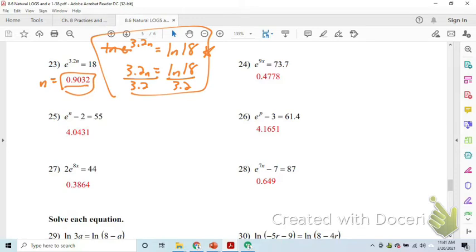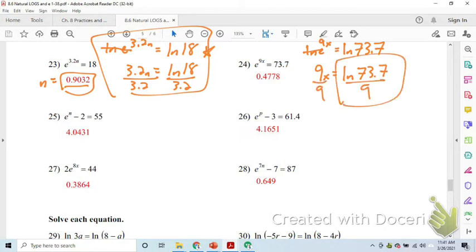For number 24, very similarly, we're going to take natural log of both sides. It's a 9x. I almost wrote that down wrong. The natural log of e goes away. I'm left with 9x. I have natural log of 73.7. Only thing left to do is divide both sides by 9. So when you plug this into your calculator, make sure you hit equals after this. Like this first, then divide by 9. You should get that.